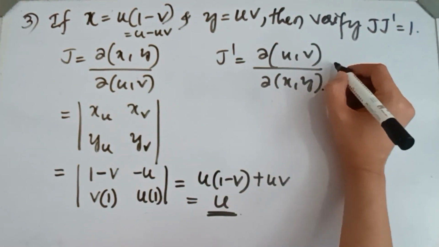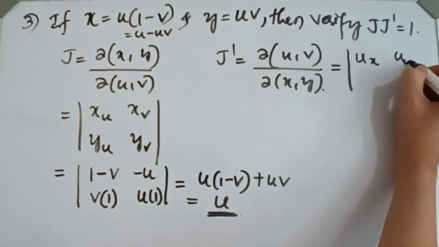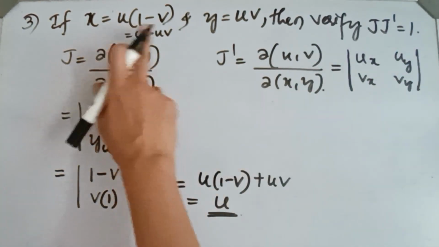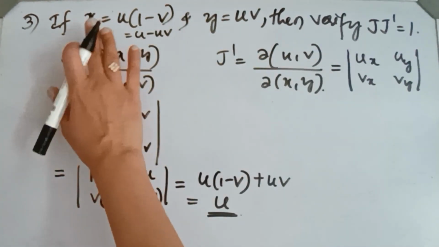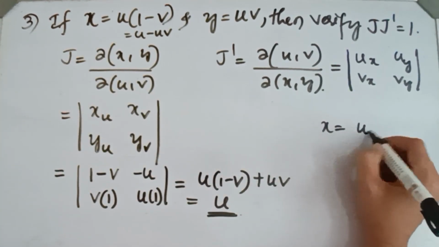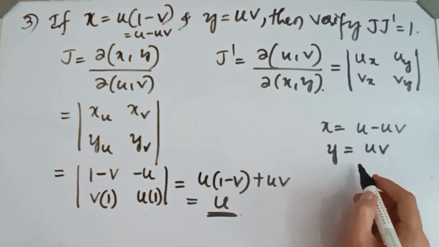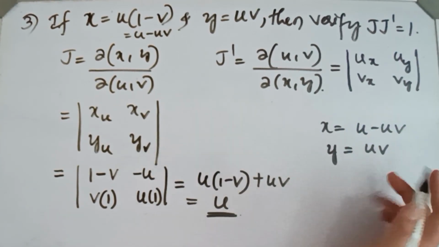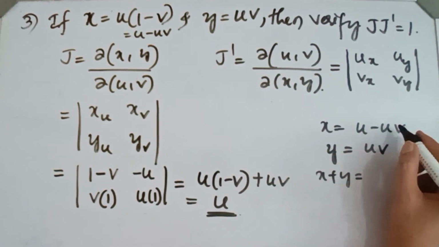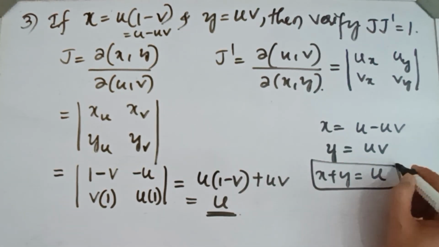Now, similarly here, to find j dash, you need ux, uy and vx, vy. We need the functions u and v in terms of x and y. So, you have here x equal to u minus uv and y equal to uv. To get u and v in terms of x and y, you add these two equations. X plus y equal to u minus uv plus uv, which cancels uv. So u equal to x plus y.